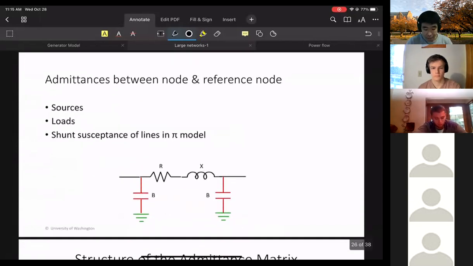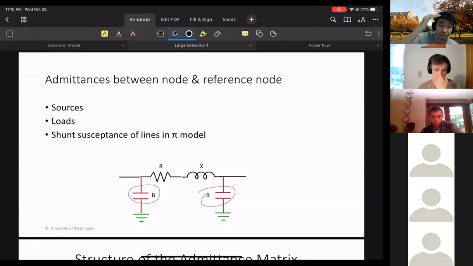Then if you look at admittance between a node and a reference node, which was the question, we can have things like shunts that show up when you connect a node to the reference. We can have sources that connect to a reference. We can have loads that connect to a reference.